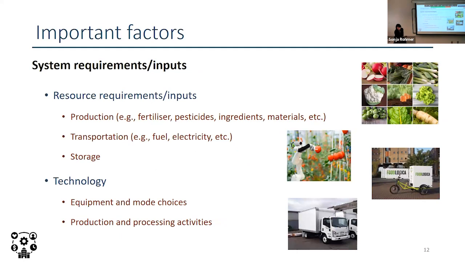All of those aspects that I just mentioned basically affect my system requirements and my inputs. So these are resource requirements and resource inputs, which affect production, transportation, and storage. And then another thing that I can consider in that context is the technology that I use. That's the equipment and mode choices. So do I use electric vehicles? Do I use drones? Do I use big trucks? All of that will change my decisions. Potentially it is a decision within that problem. And also, what type of technology do I use in production and processing activities? Do I need a lot of energy for that? Is that very water intensive from a production perspective? All of that will affect the sustainability of my product or my production.